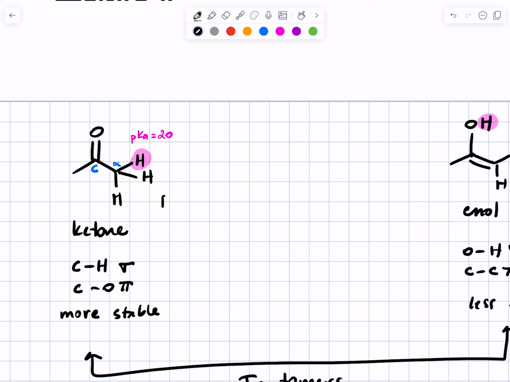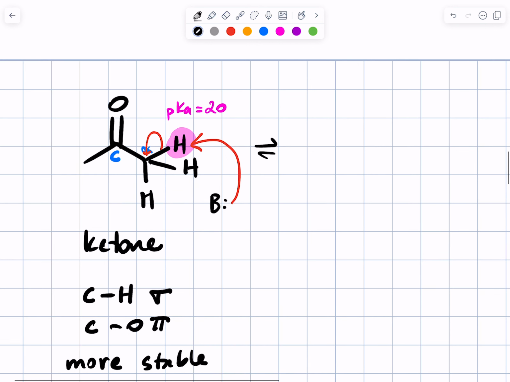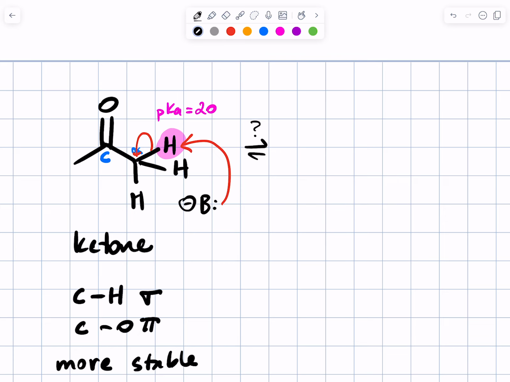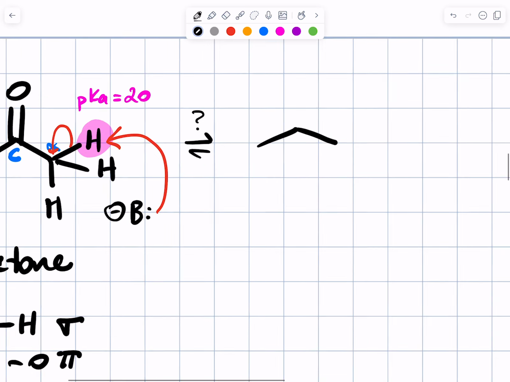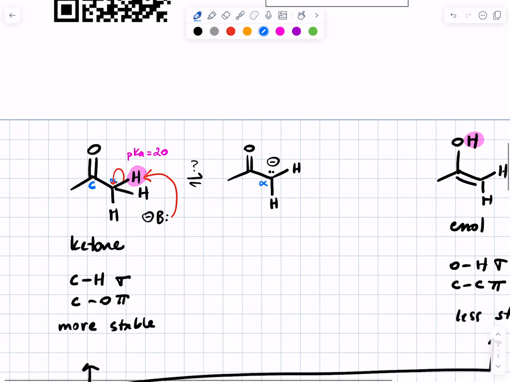And the reason for that is easiest to rationalize if we draw the conjugate base. So let's remove the proton from the alpha carbon. Of course, the position of this equilibrium between the base and the ketone versus what I'm going to draw you now, the conjugate base, is going to depend on the strength of the base. And we're being very general. We haven't said what that is. But let me draw for you the conjugate base of our ketone, where we've removed a proton from the alpha carbon.